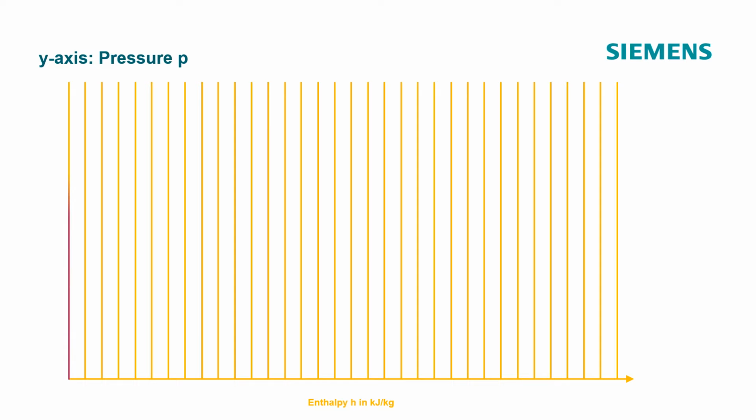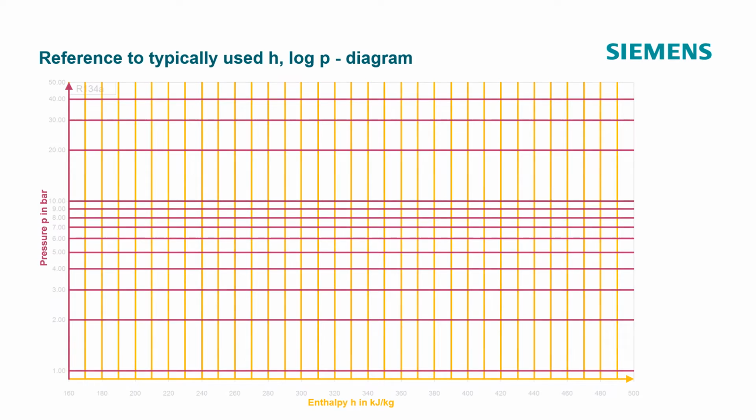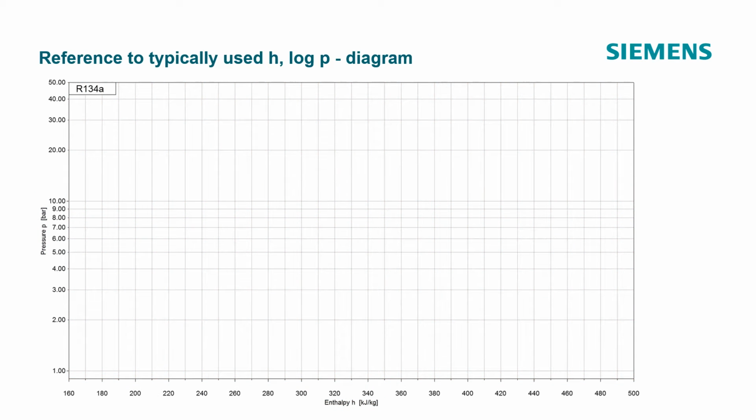The pressure, P, in bar is plotted on the y-axis. The horizontal straight lines each represent a constant pressure. They are shown on a logarithmic scale to make the most used areas of the chart more visible. These lines are also called isobars. In reference to a typically used H-log P diagram, the lines of the schematic representation will be replaced with lines of a commonly used diagram, after their respective explanation.